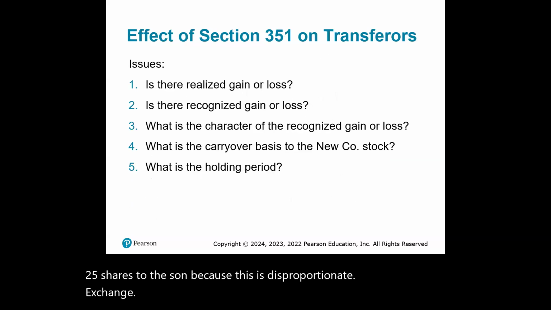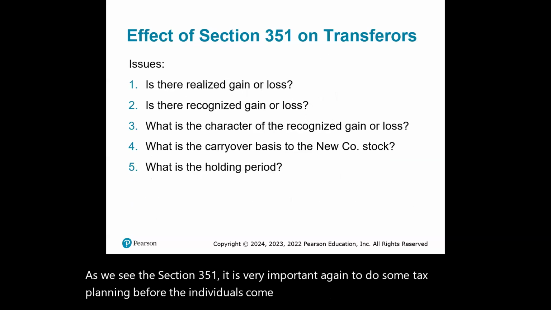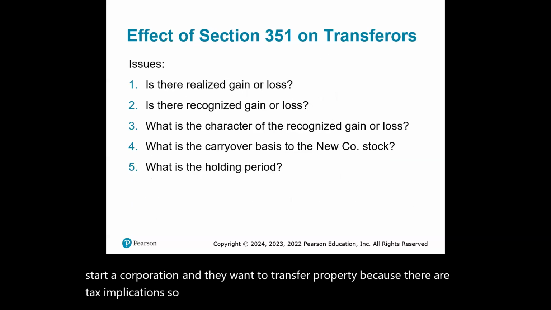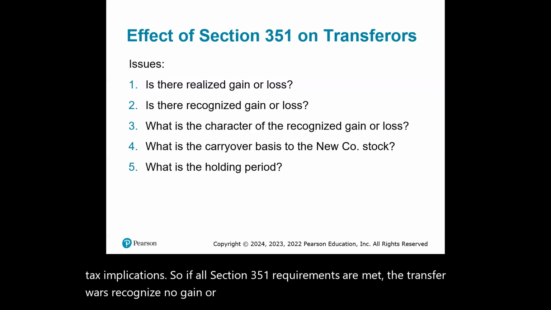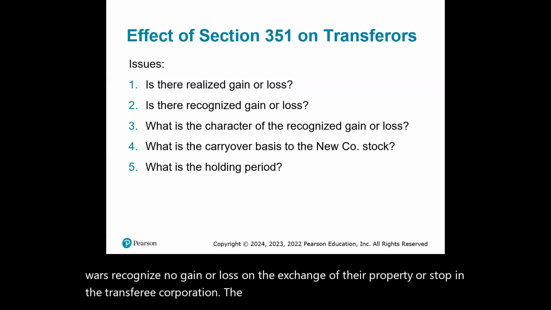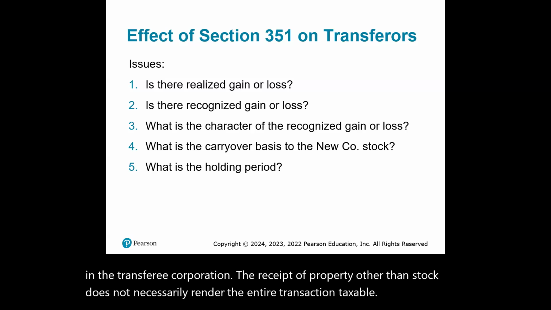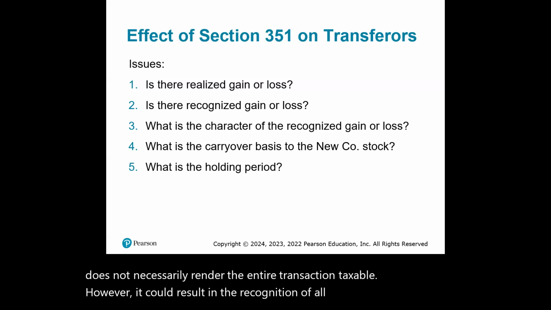And since we see this section 351, it is very important, again, to do some tax planning before the individuals come together and decide they want to start a corporation and transfer property, because there are tax implications. So if all section 351 requirements are met, the transferors recognize no gain or loss on the exchange of their property for stock in the transferee corporation. The receipt of property other than stock does not necessarily render the entire transaction taxable. However, it could result in the recognition of all or part of the transferor's realized gain.